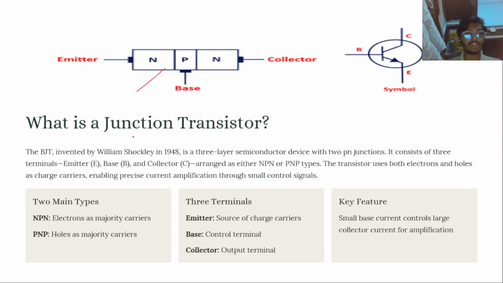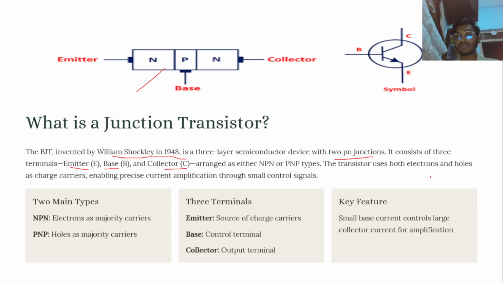The BJT, which means bipolar junction transistor, was invented by William Shockley in 1948. It is a three-layer semiconductor device which consists of two PN junction diodes. It consists of three terminals, such as emitter, base and collector, either NPN or PNP type.